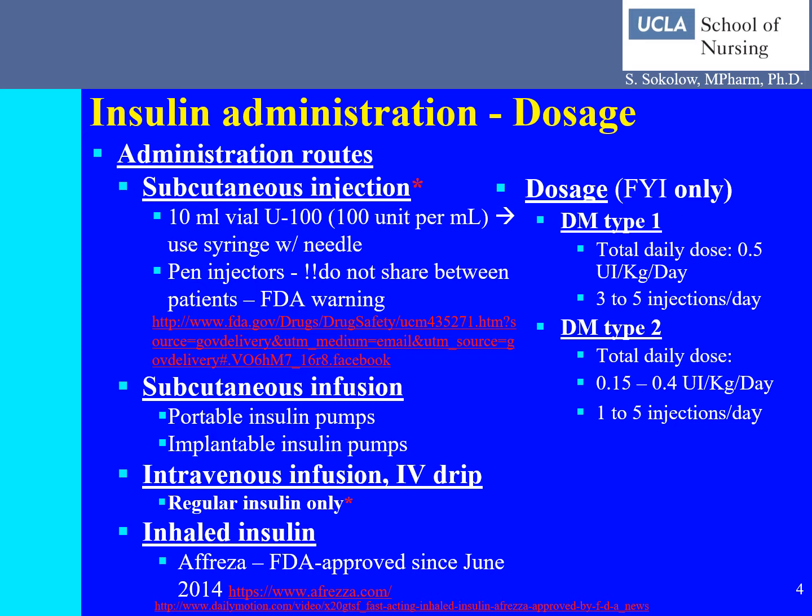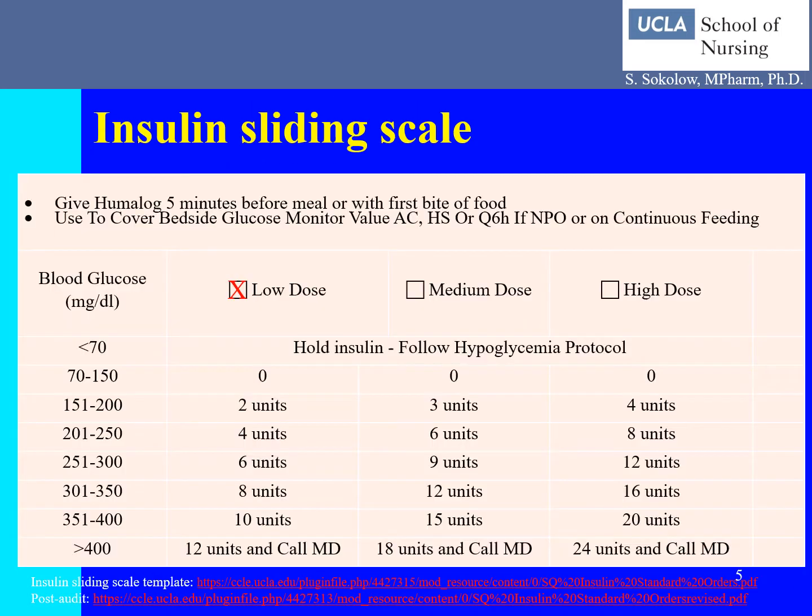Versus type 2 diabetes, the dose is a little bit lower, 0.15 to 0.4 unit per day per kilo, and is 1 to 5 injections per day. So it also depends on how severe the type 2 diabetes is in the patient.